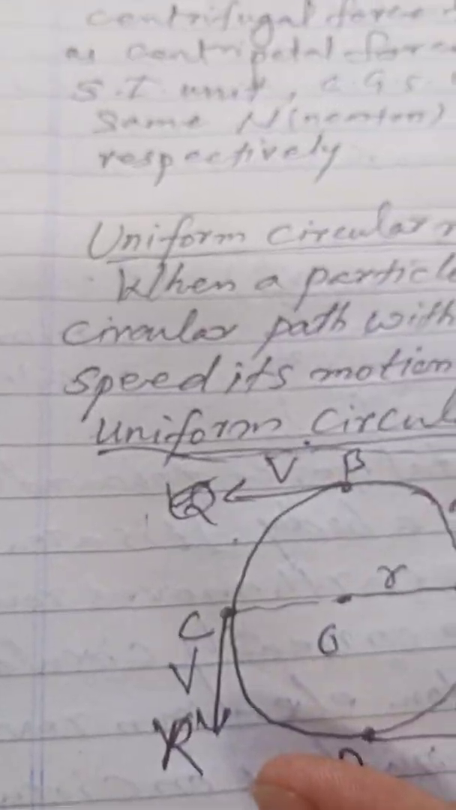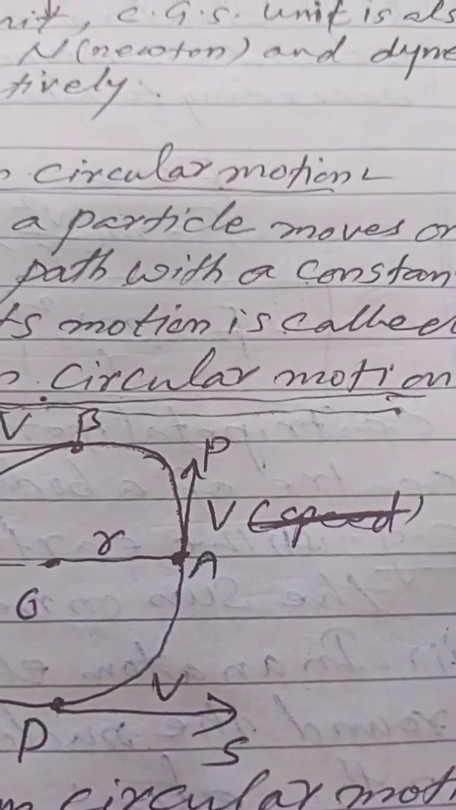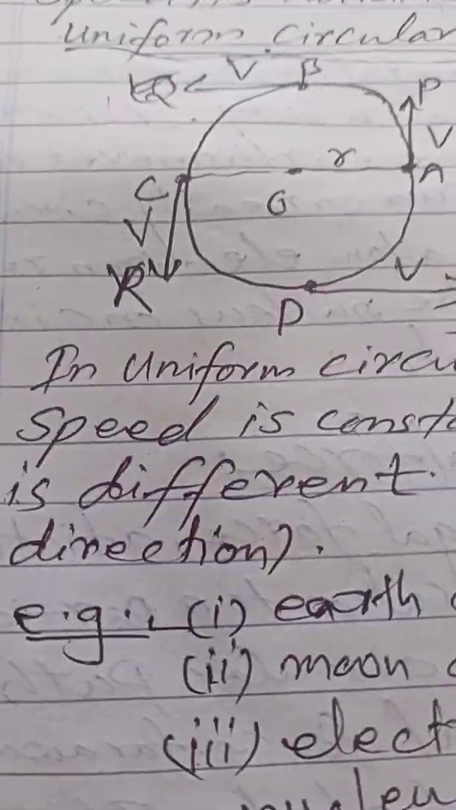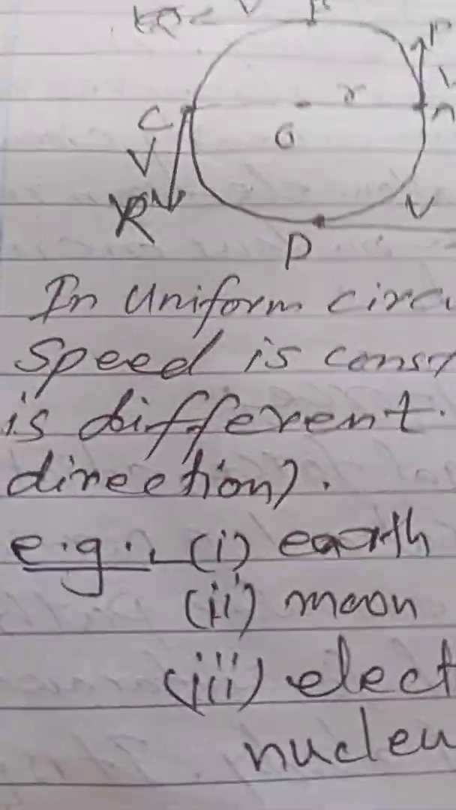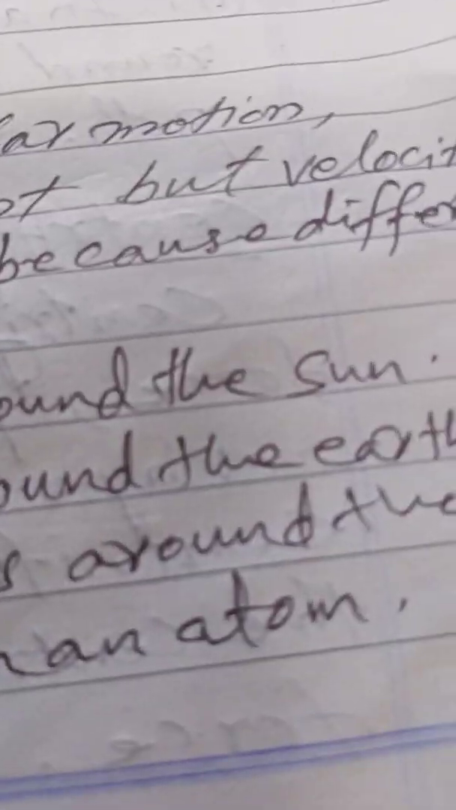Now uniform circular motion. When a particle moves on a circular path with a constant speed, only the speed is constant, the velocity is not constant, its motion is called uniform circular motion. See A, B, C, D; v is the speed. In uniform circular motion, speed is constant but velocity is different because of different direction.